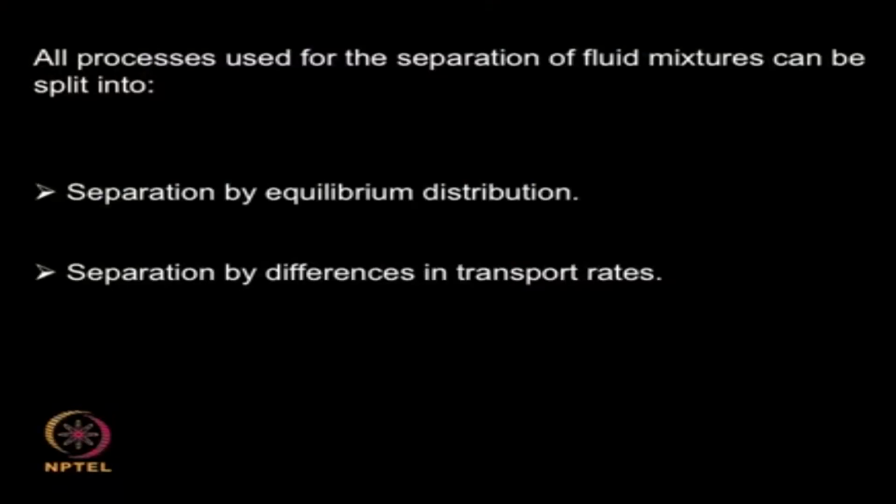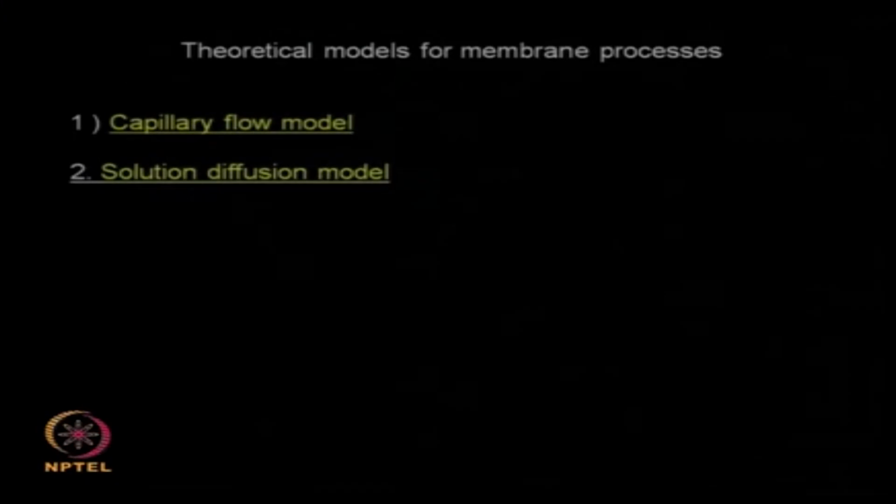Now the separation takes place because of equilibrium distribution or partition coefficient and so on, or it takes place because of the transport rates. Some material travels faster, some material travels slower. Materials that travel faster move from one side of the chamber to the other side, materials travelling slower will be left behind. So it is based on either equilibrium or differences in transport. These are the principles by which it works.